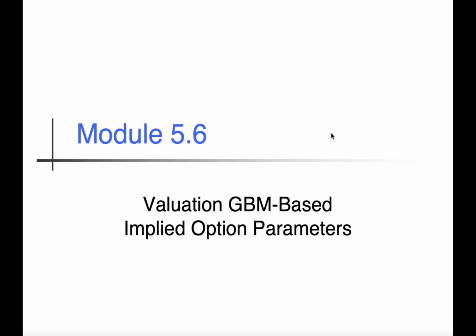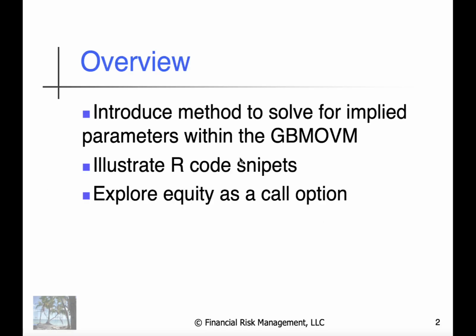In Module 5.6, we're going to take a quick look at solving for implied option parameters. Probably the most common parameter solved for is implied volatility, but there's no reason to limit ourselves to just that particular implied parameter. And there are cases when we need to solve for other implieds. And so we're going to introduce a method to solve for implied parameters within the GBM OVM.